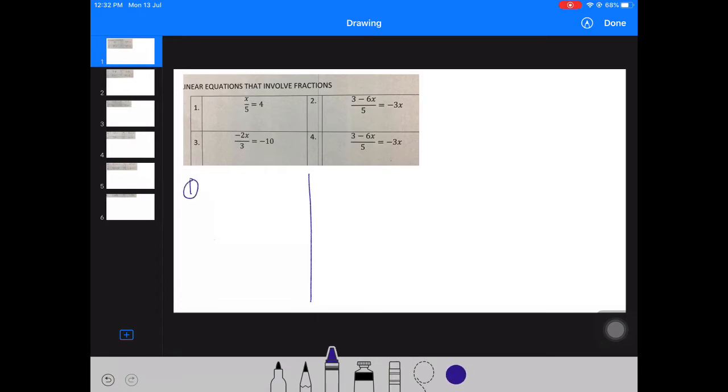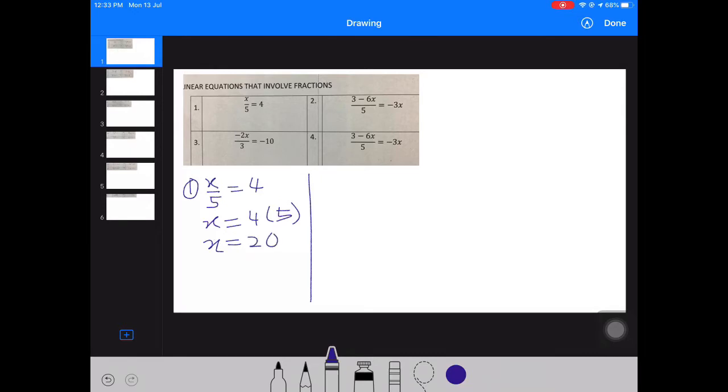Okay, number 1, we have x over 5 equals 4. So we're going to use the backtracking method. Here x is divided by 5, so using backtracking, we're going to multiply 5 with 4. So 4 multiply 5, therefore, we get x equals 20.